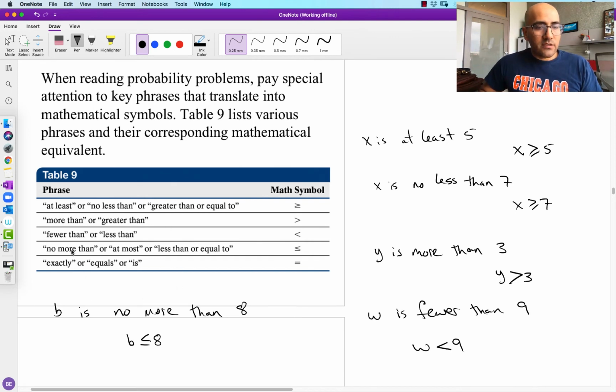Okay, so these are some of the phrases that we use. Exactly is usually not a problem. Exactly, equals, or is all translate into an equal statement. Okay, back to our problem.